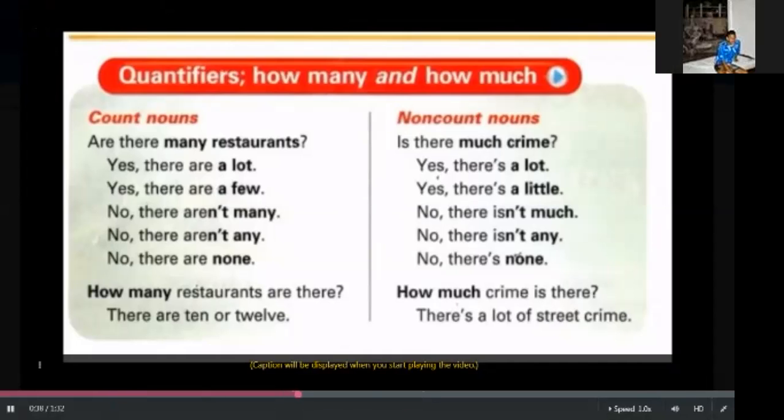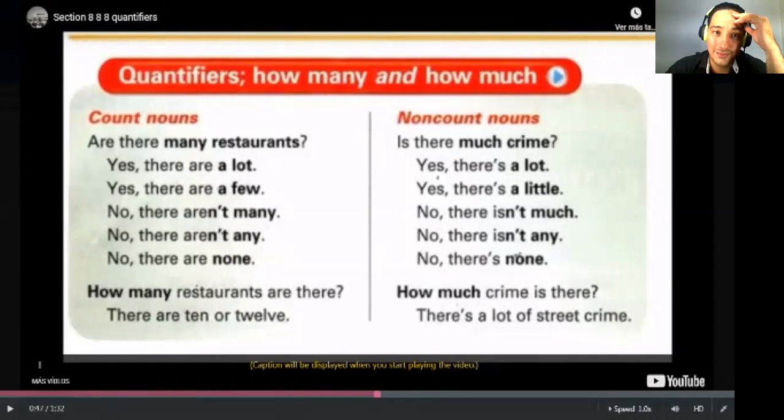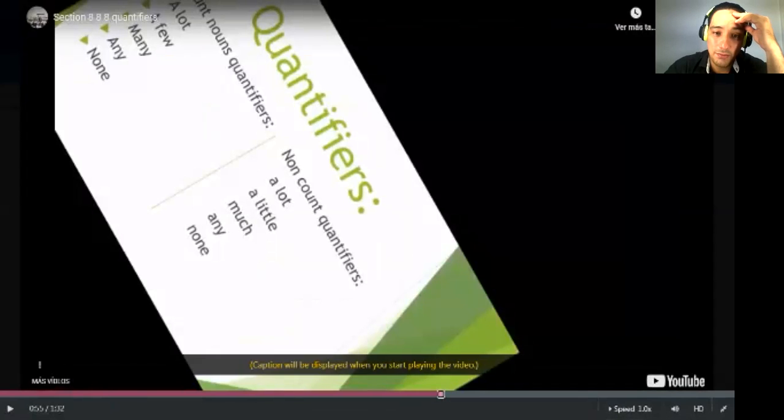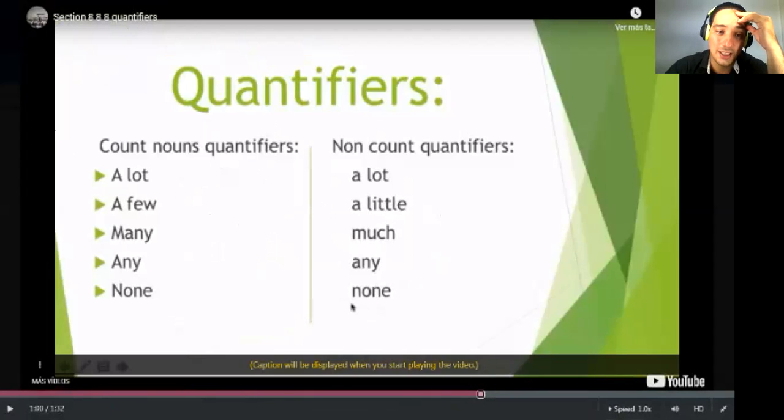Let's talk about quantifiers as we did yesterday. We talked about many, little, and so on. So let's see. A lot. What is the meaning of a lot, Carlos Escobar? A lot is muchos, bastantes. Okay. O mucho o bastante too, right?